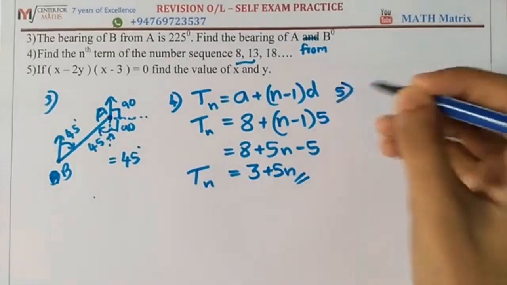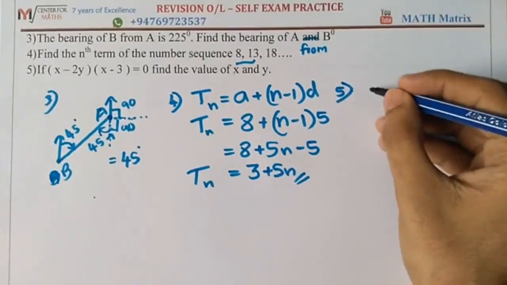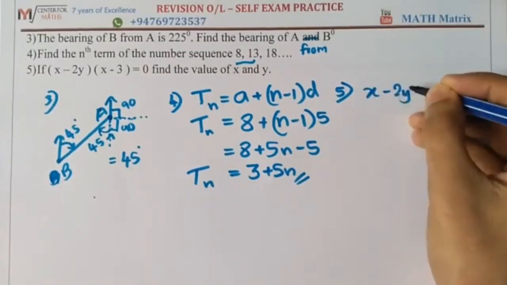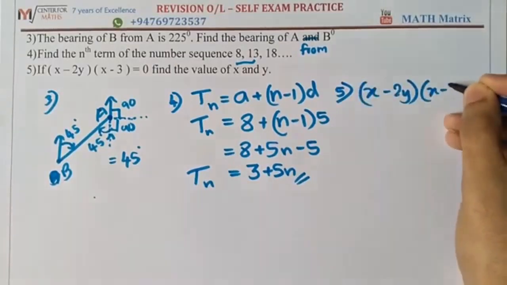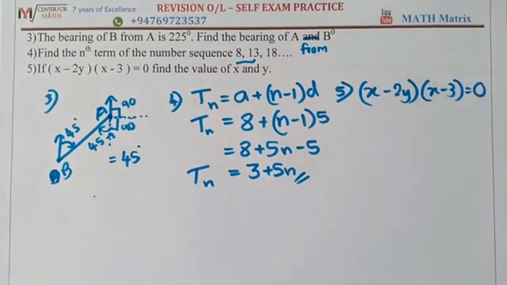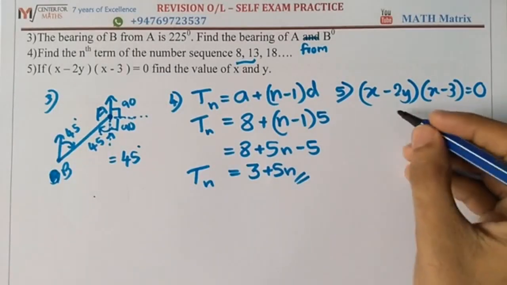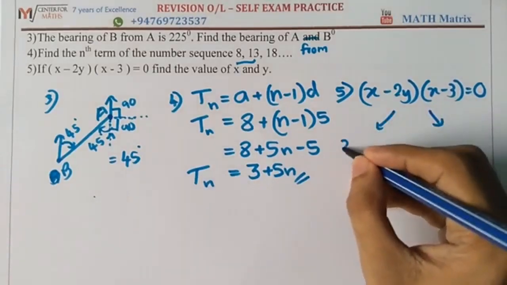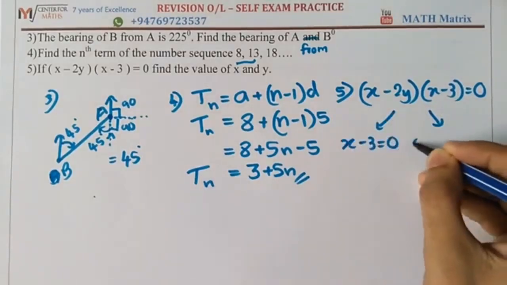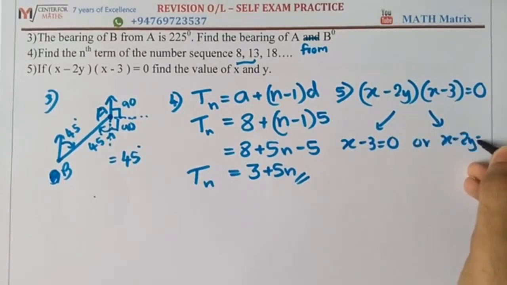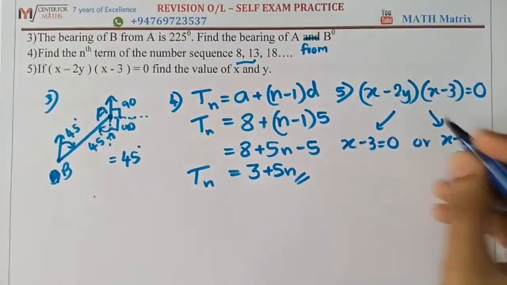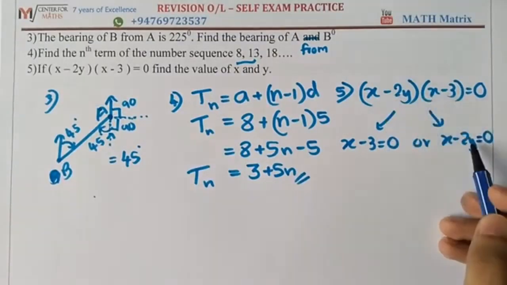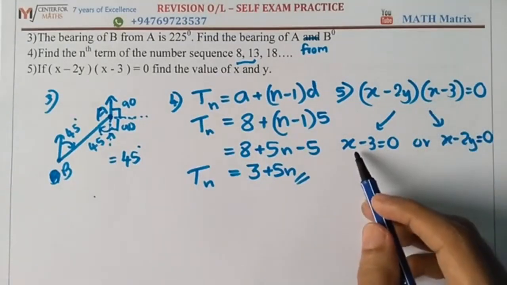Now we can move to the fifth one. (x minus 2y)(x minus 3) equals 0. Find the value of x and y. So how to find the value of x and y? What's your idea? Here, listen. This comes under quadratic equations. So x minus 3 equals 0, or x minus 2y equals 0. Already you all know about this: it means either of these should be equal to 0. Now first of all we can find the value of x.